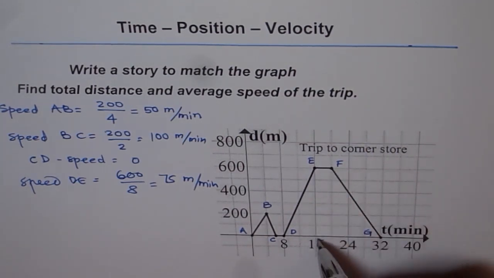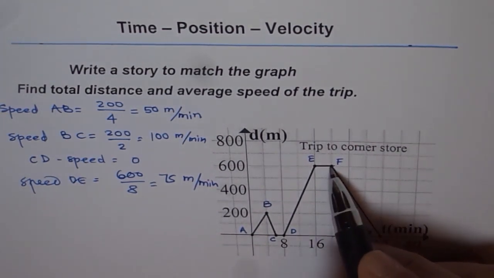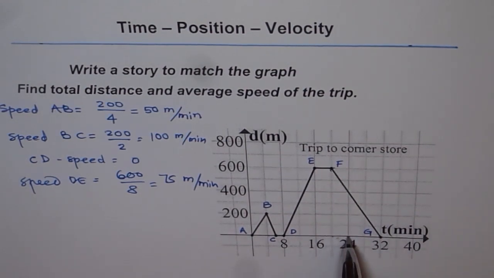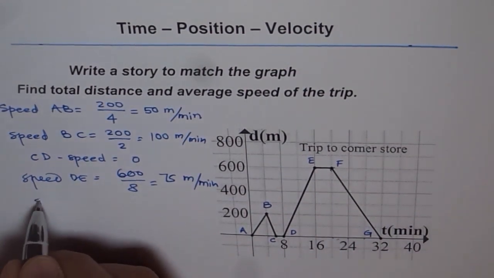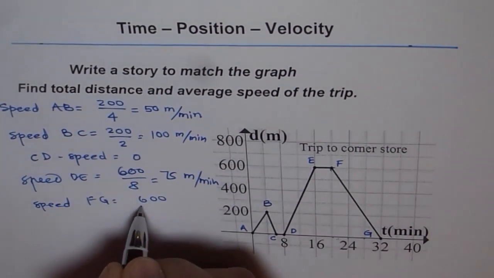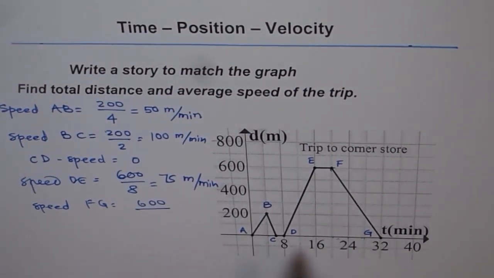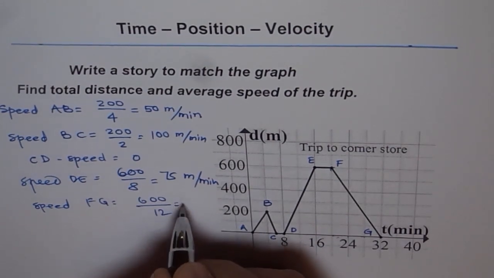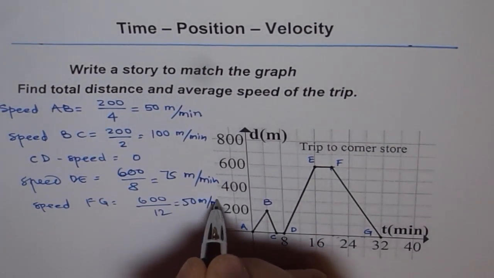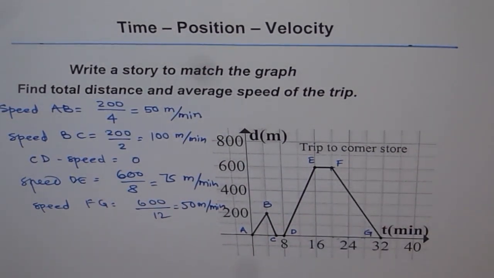He stays in the store for 4 minutes and then walks back home, covering the distance of 600 meters in 4, 8, 12 minutes. So the speed along F and G is 600 divided by 12. Each unit is 4, right? So 600 divided by 12 will give us 50 meters per minute, right? So, calculating speed helps us to describe the graph better.